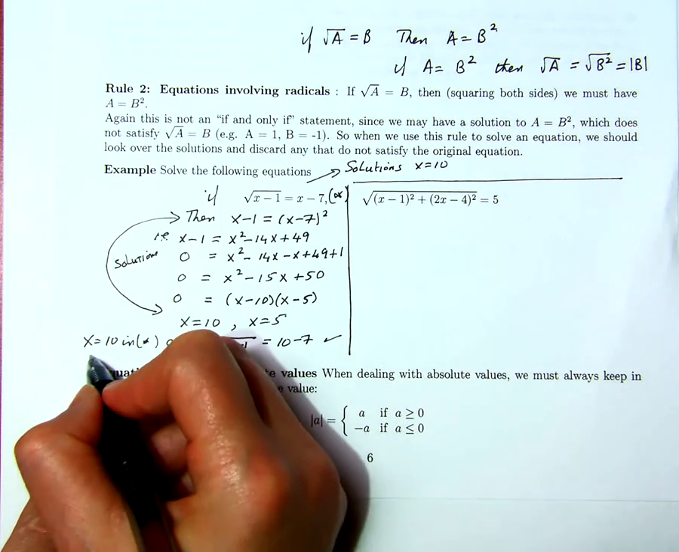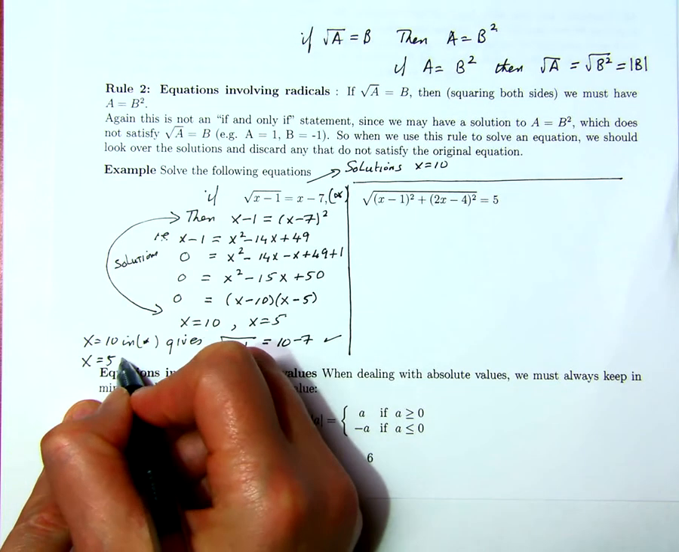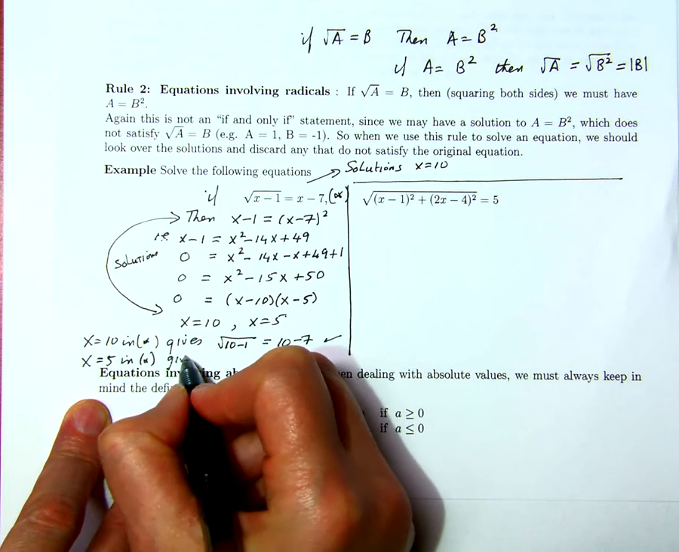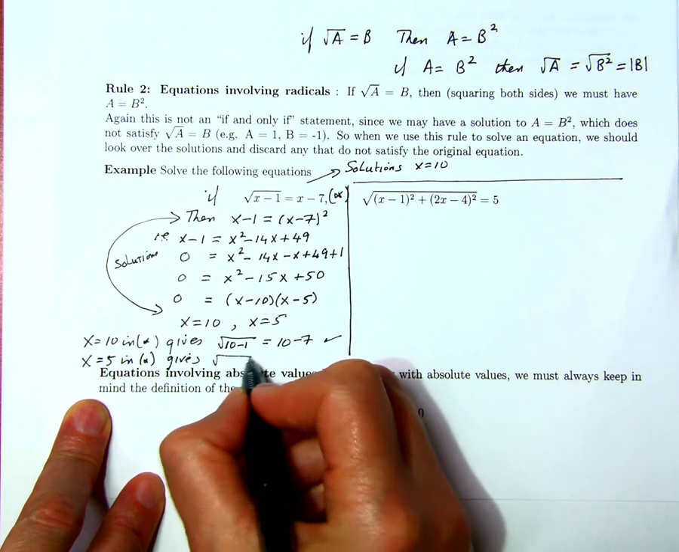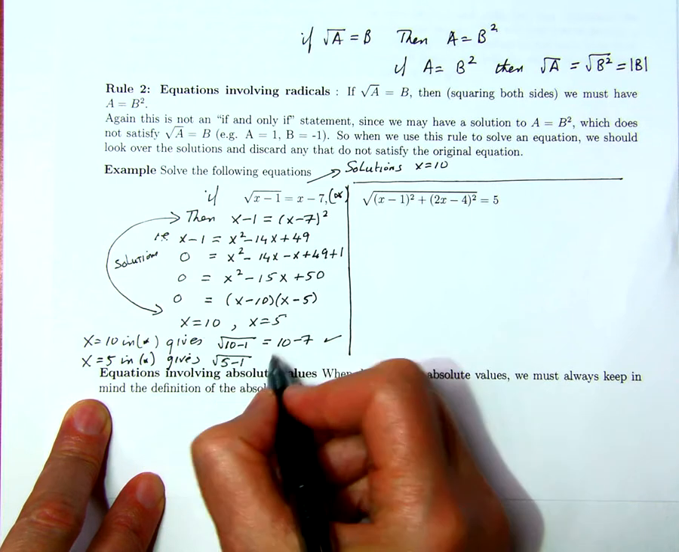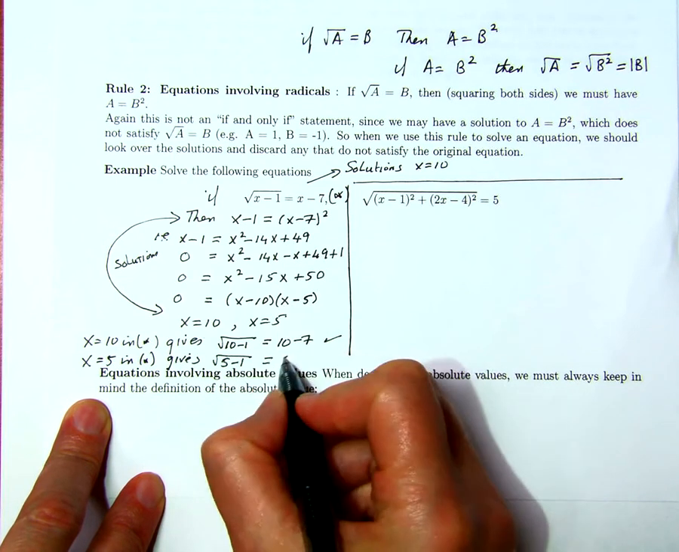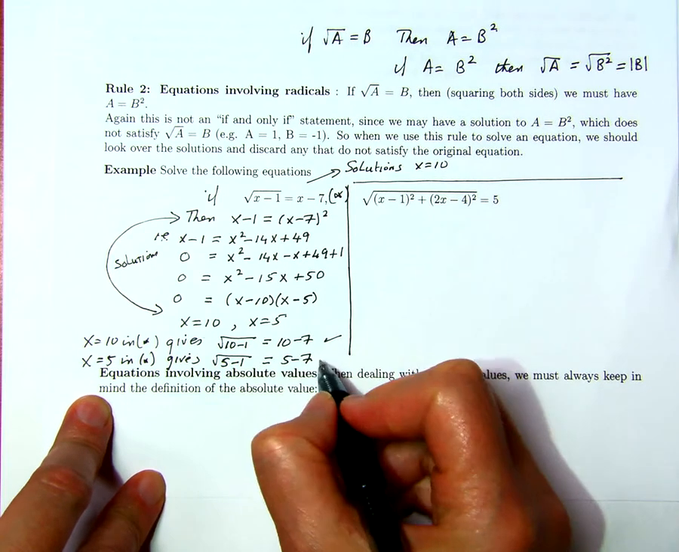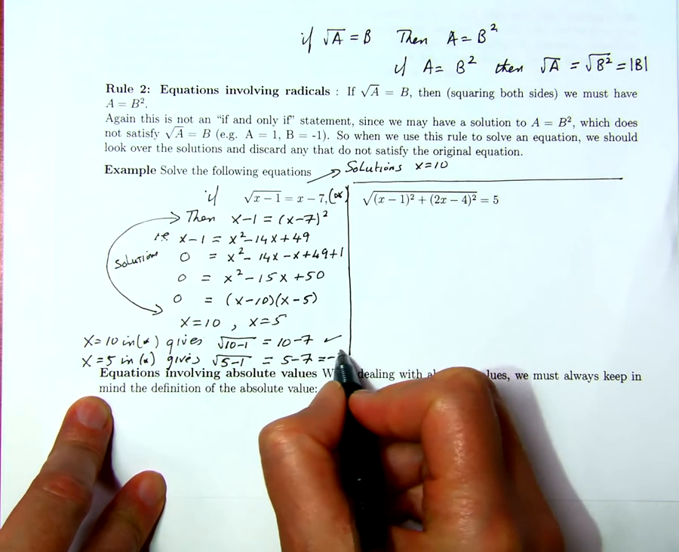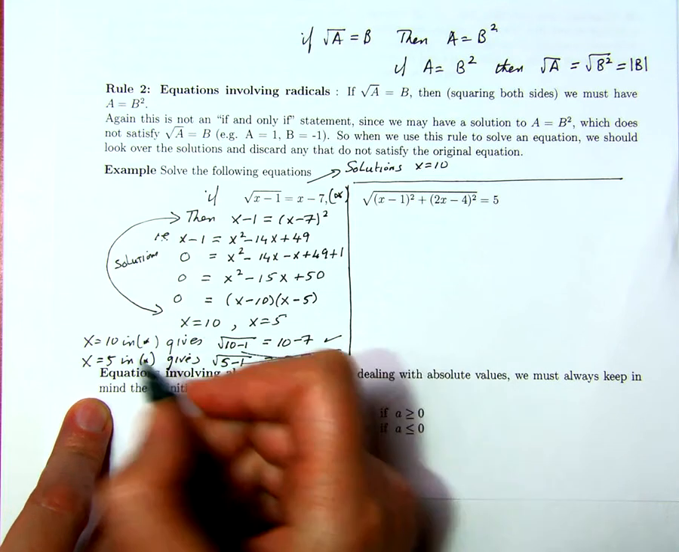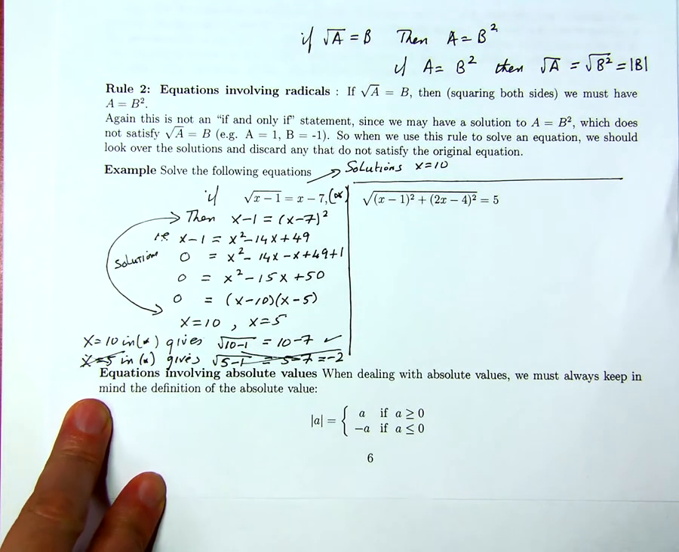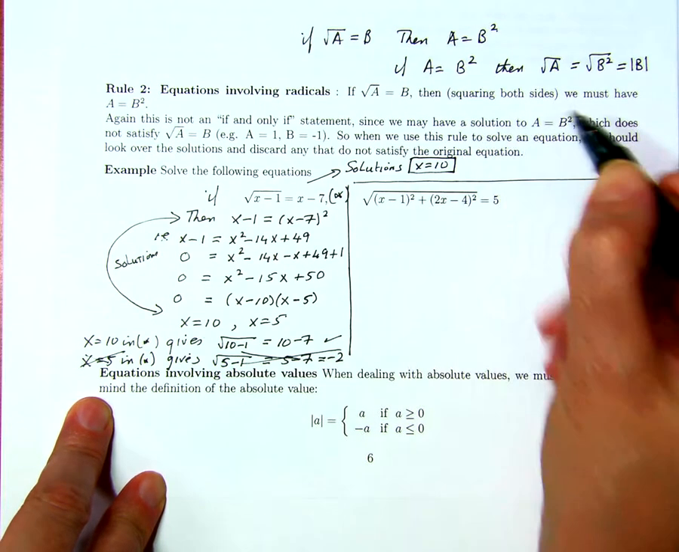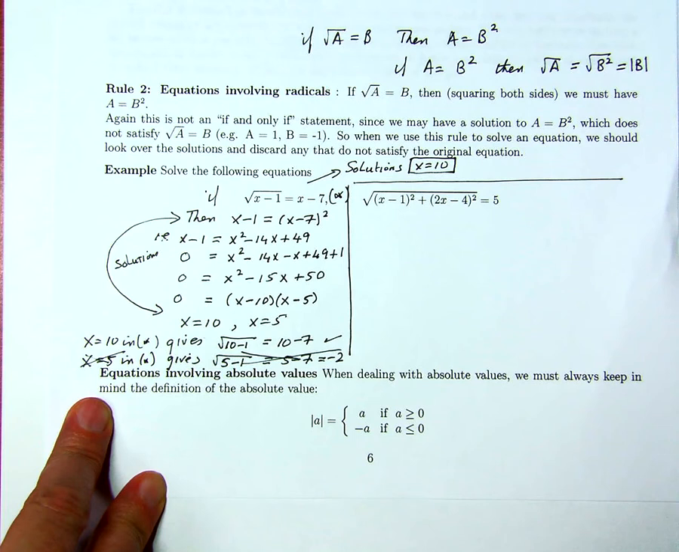Now what about x equals 5? Well, let me plug it into the equation and see if it gives me equality. So I should have the square root of 5 minus 1 equals 5 minus 7. But now you see this one is not a solution because this is a negative number. So this can't happen, so that's not a solution to the original equation. So we have exactly one solution to this equation, x equals 10.